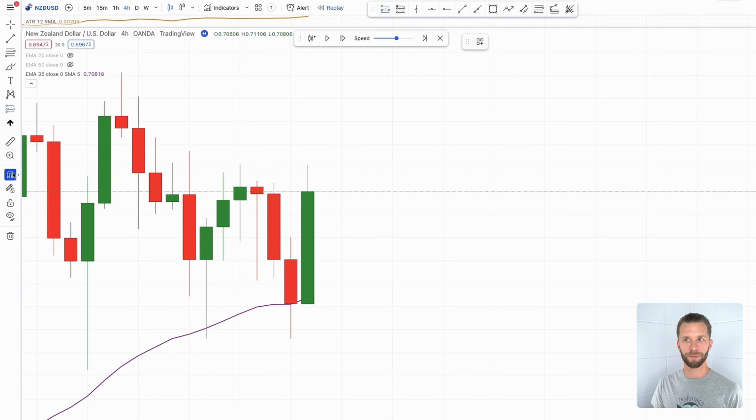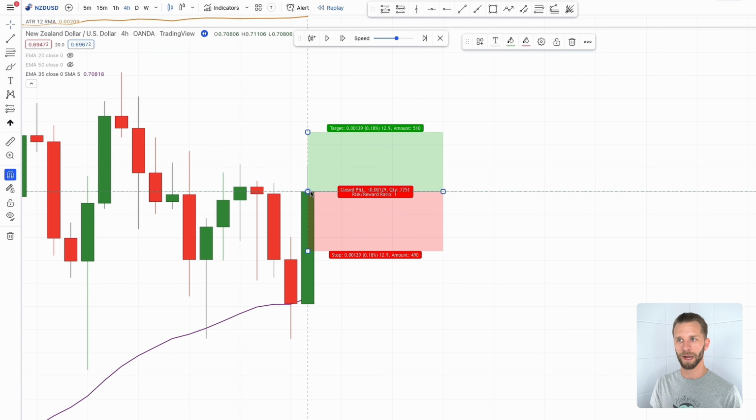Now I have the magnet symbol on here. That means my cursor is going to snap to certain points on the candle. So I quite like this because it's going to make it exact. If I move around here, you can see the line stays constant. So anywhere I click around here, it's going to put it right on the close of that candle.